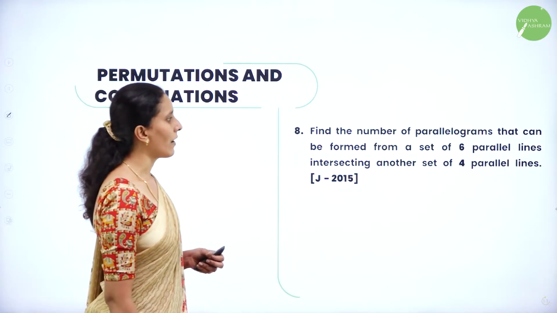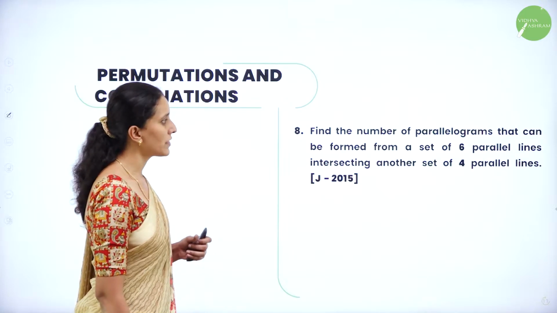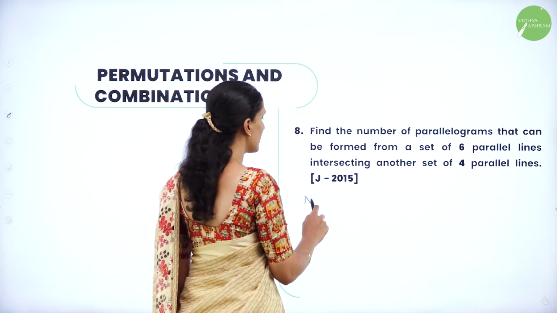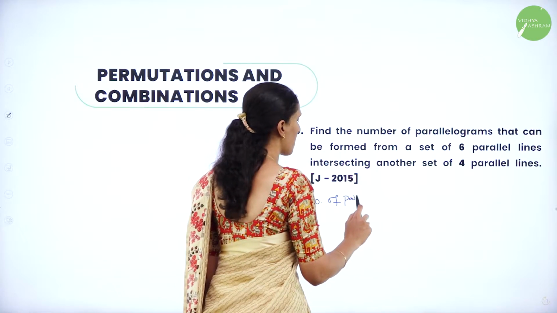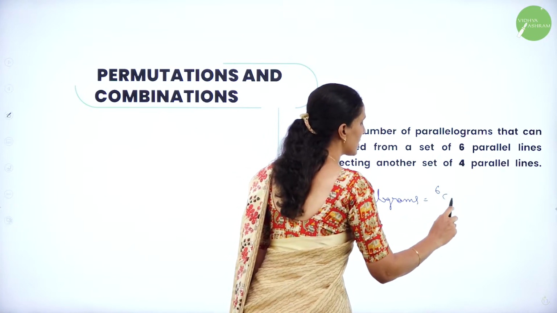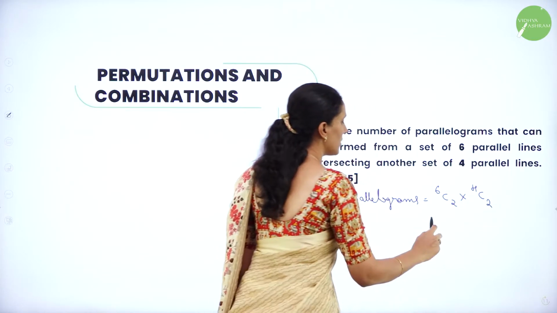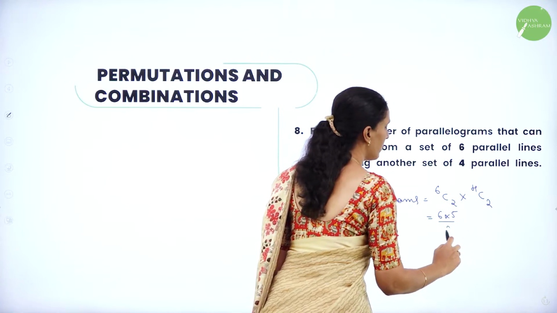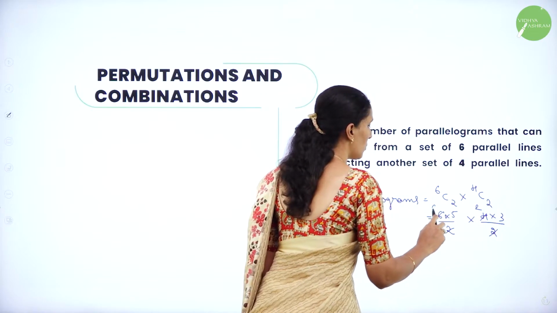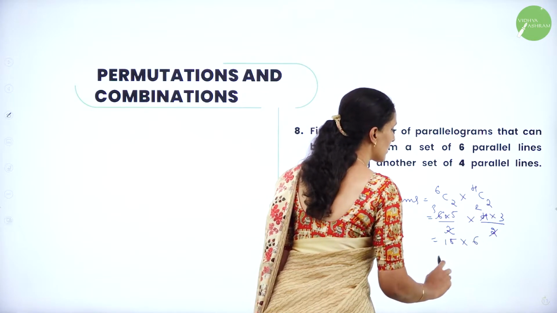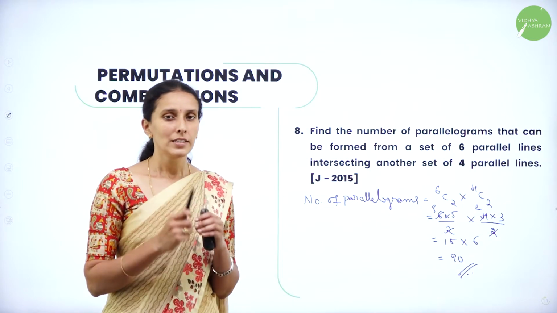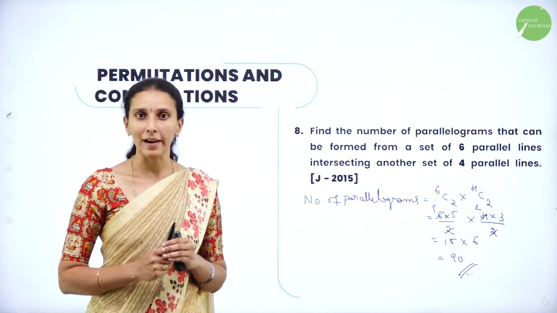Next, find the number of parallelograms that can be formed from a set of 6 parallel lines intersecting another set of 4 parallel lines. We have a formula: the number of parallelograms is 6C2 into 4C2. That is 6 into 5 divided by 2, into 4 into 3 divided by 2. So the 2s cancel, we have 15 into 6, that is equal to 90. So we can form 90 parallelograms from the set of 6 parallel lines intersecting the set of 4 parallel lines.